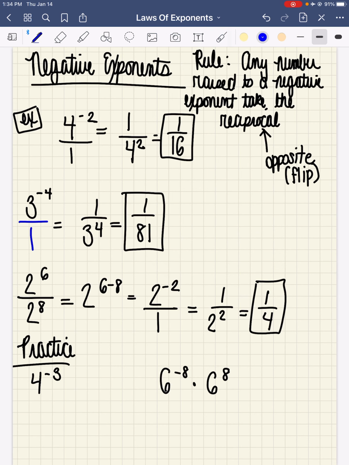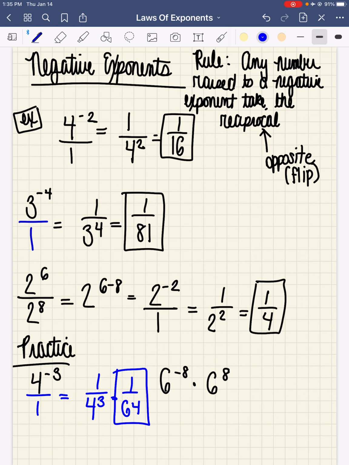Alright, so for this first one, again, if I place that over 1, I now need to flip, and then I need to solve. 4 to the 3rd power would be the same as 4 times 4 times 4, which we do want to go ahead and solve out, so that's going to be 1 over 64.